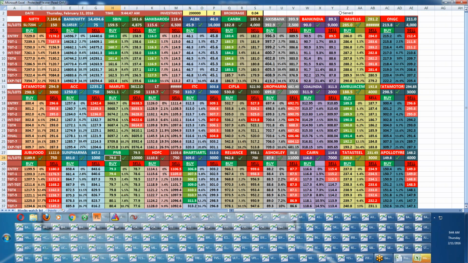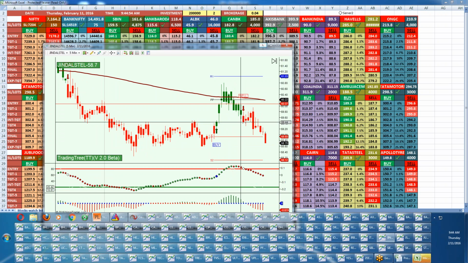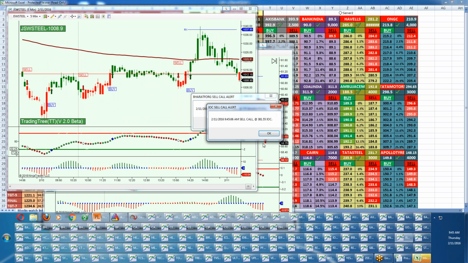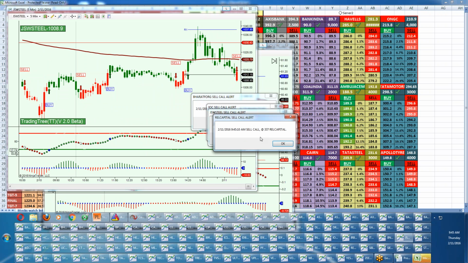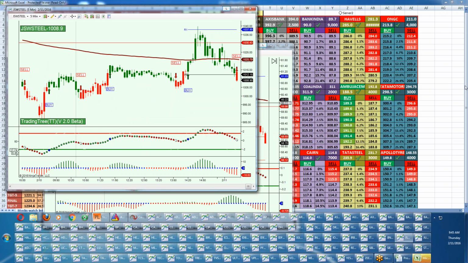There's a buy call in Bank of America 1. Jindal Steel is a sell. JSW, we should get a sell call. So Bharat Forge, we have a sell. IOC sell. JSW, we have a sell. Relcap is a sell. Relcap already. Can Bank is a buy. We're talking about that, Can Bank.